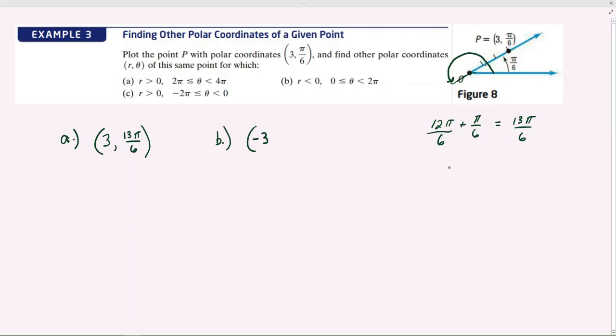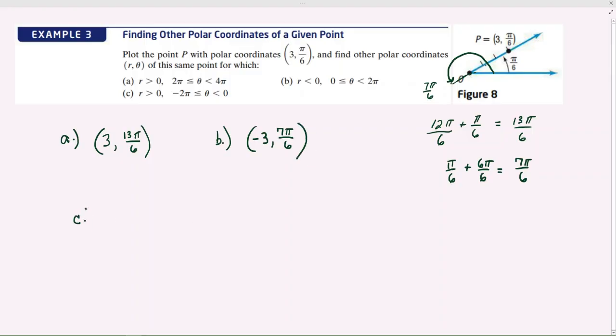So let's just take our pi over 6 and add 1 pi, which we'll call 6 pi over 6. So 7 pi over 6 would be this angle. So once we get there, we're going negative 3 in the opposite direction. So with the negative 3, we'll use 7 pi over 6, which is between 0 and 2 pi.